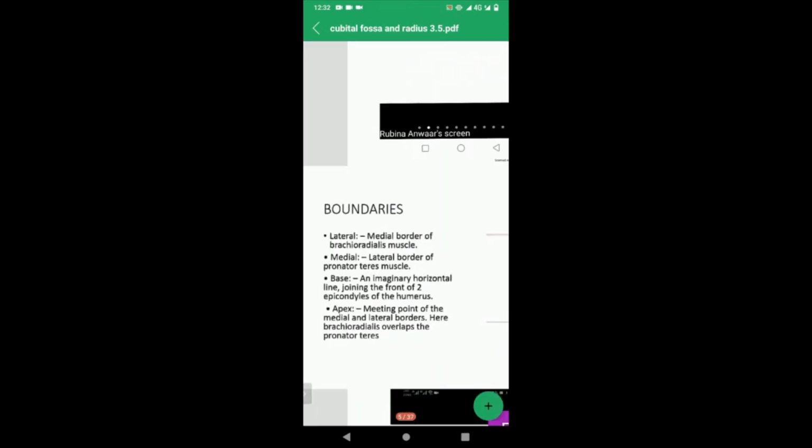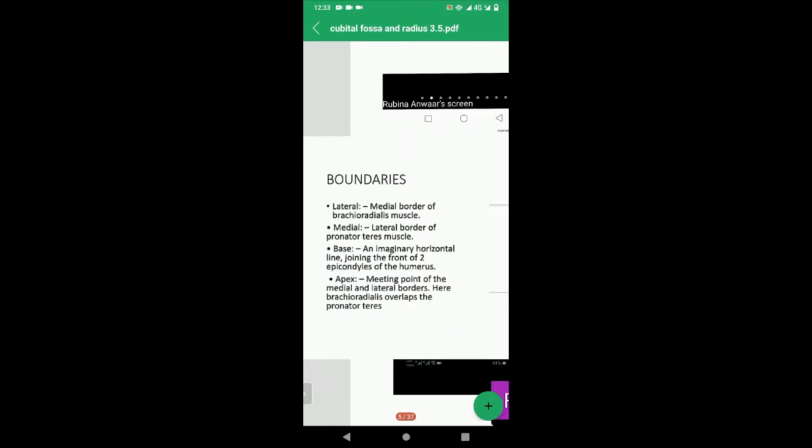Boundaries of the cubital fossa. Laterally, it is bounded by the medial border of the brachioradialis muscle. Medially, it is bounded by the pronator teres. The base is formed by an imaginary line which joins the epicondyles of the humerus.